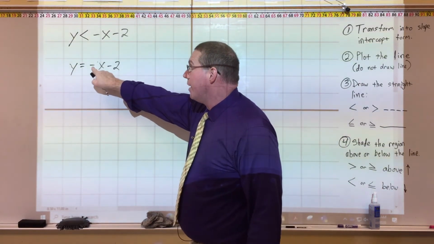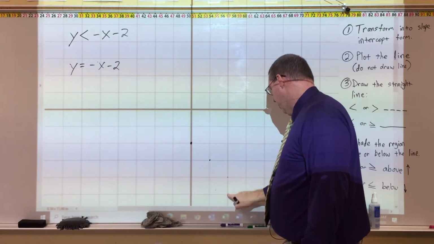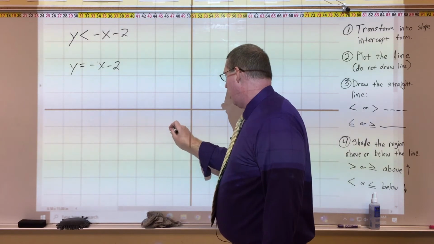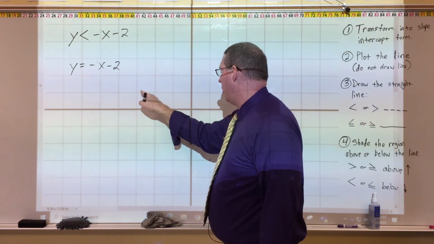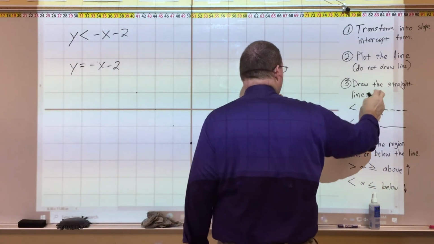The slope here is negative 1. So we're going to go down 1 over 1, down 1 over 1, down 1 over 1. We can also go up 1, back 1, up 1, back 1, up 1, back 1. Okay? All right, and now we're going to draw a straight line.